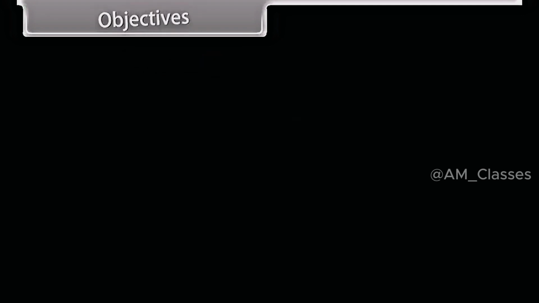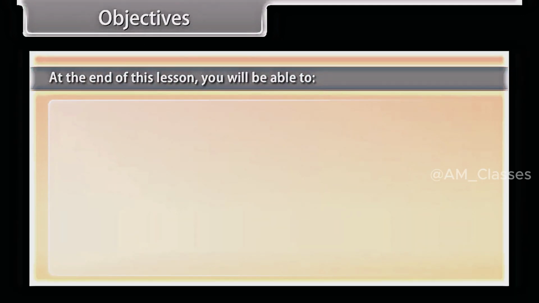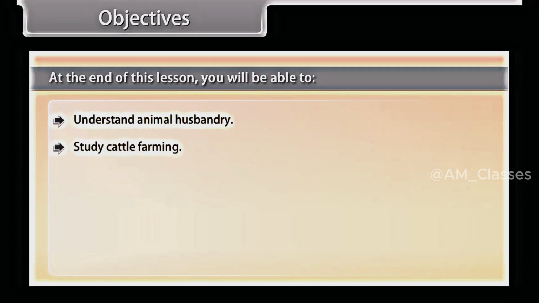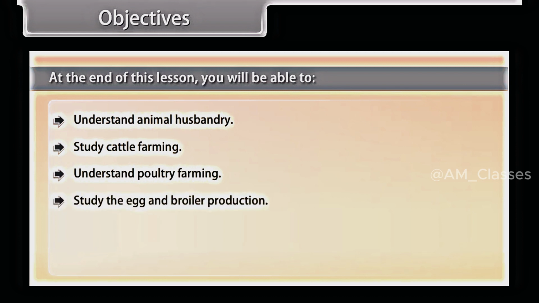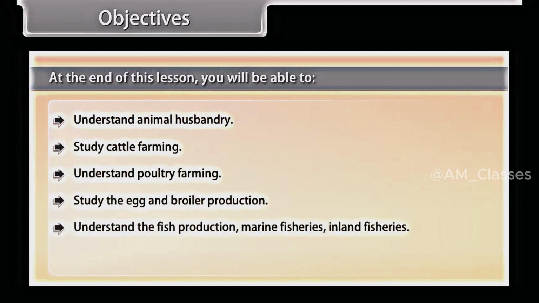Objectives. At the end of this lesson, you'll be able to understand animal husbandry, study cattle farming, understand poultry farming, study the egg and broiler production, understand the fish production, marine fisheries, inland fisheries, and study beekeeping.